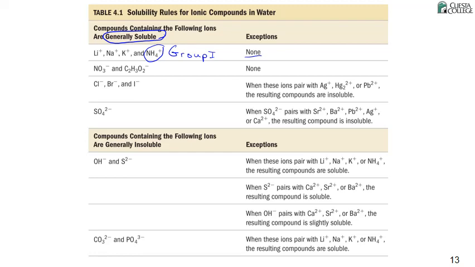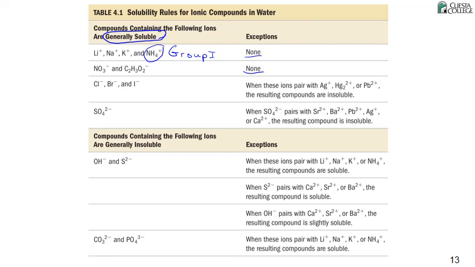water. Another group of ions with no exceptions to their solubility are the nitrate and acetate ions. If you see some crazy transition metal like iridium or ruthenium, and it has a nitrate or acetate anion, you know that compound is going to be soluble. And there are also no important exceptions.